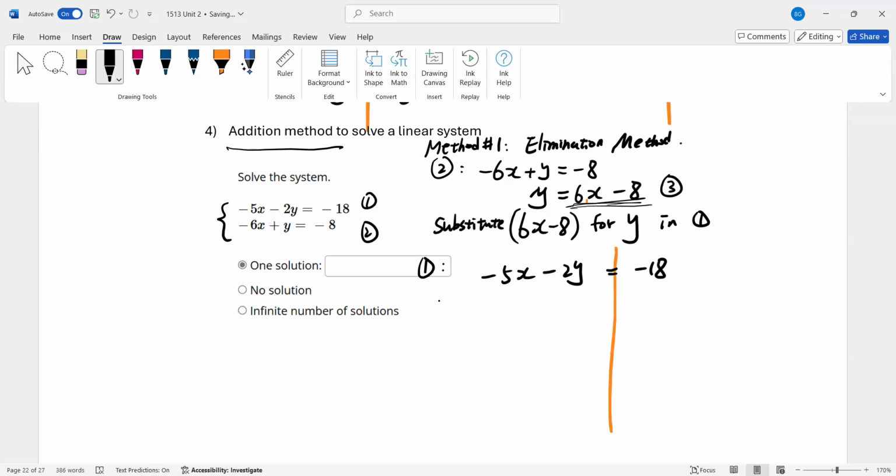This is equation 1. We copy everything. Copy -5, copy x, copy -2. But when you see y, you do not copy y. Instead, you are going to replace y with 6x minus 8. We are able to do that because in equation 3, as you can see, y and 6x minus 8 are the same thing, right? y equals 6x minus 8. So we can use 6x minus 8 to substitute for y.